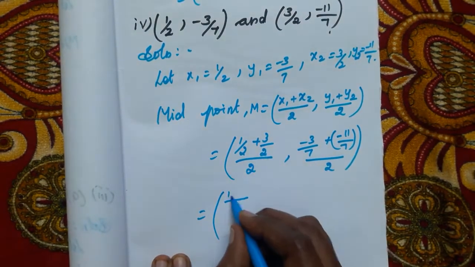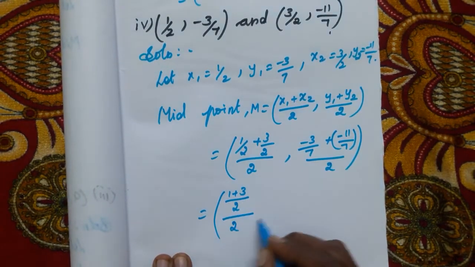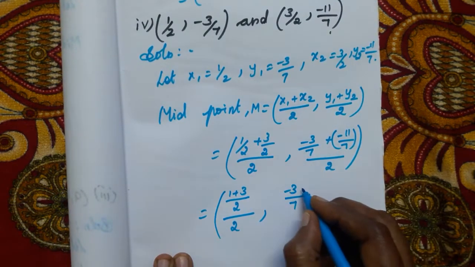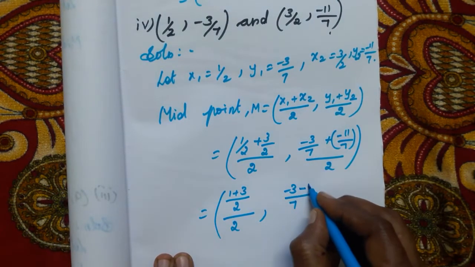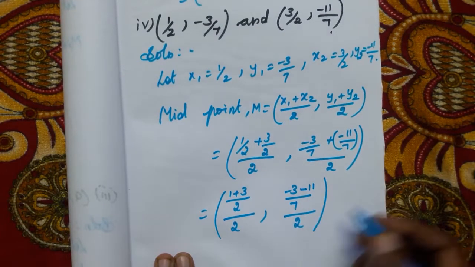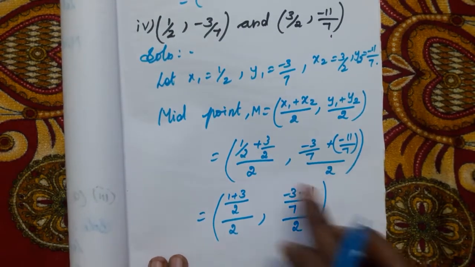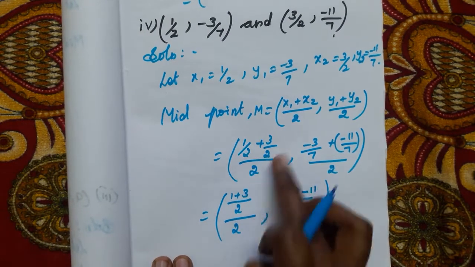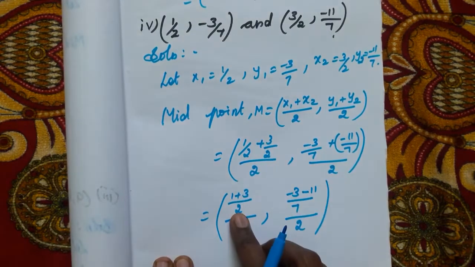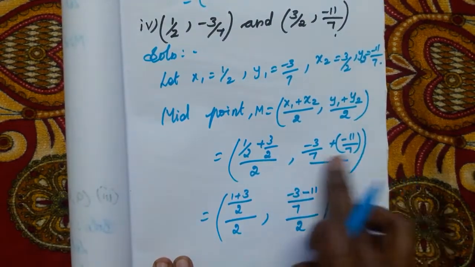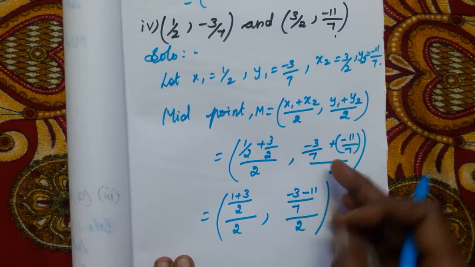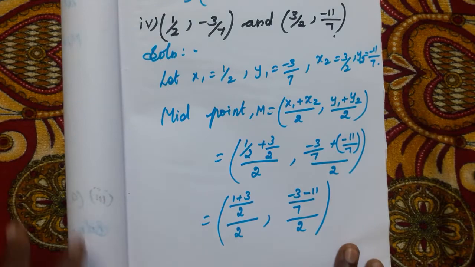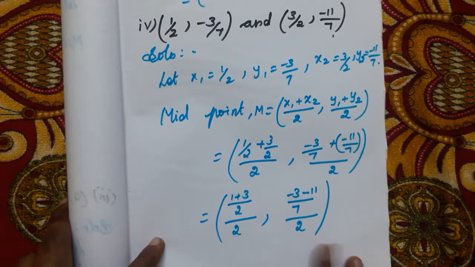Next, it's equal to, here 2 is the LCM. So (1 + 3)/2, comma. Next here 7 is the LCM: -3 plus into minus, minus 11, by 7. Clear? Any doubt? Here they are like fractions, so we want to add like this. 2 is common, so 1 plus 3. Like that we have to add. Here 7, both are also like fractions, so 7 is common. Next -3 plus into minus, -11, by 7. Okay, clear?